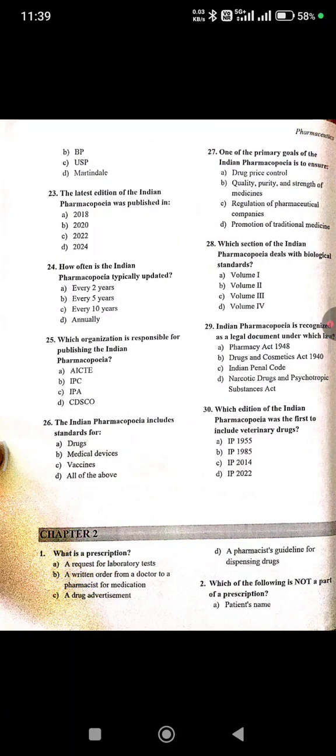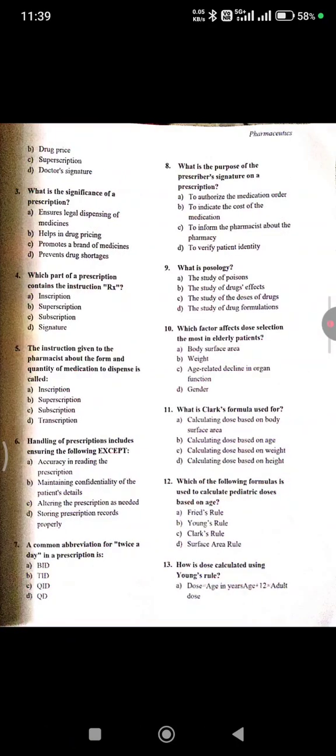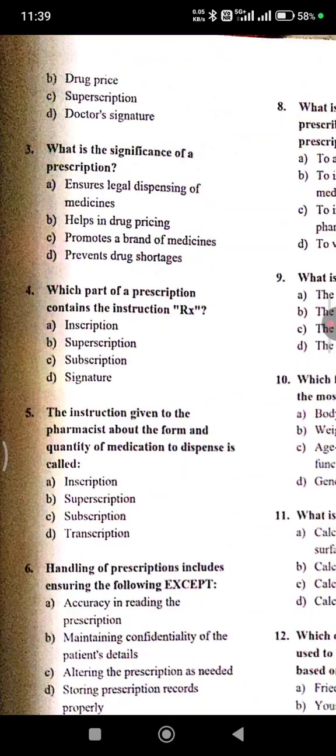Which of these is not a part of a prescription? All of the others are present in the prescription. The patient's name is present, the superscription part is present, and the doctor's signature is present. But in this case, the drug price is not present in the prescription.